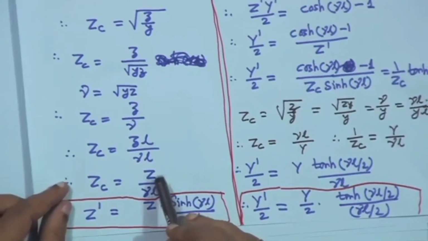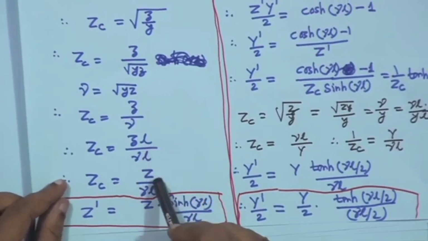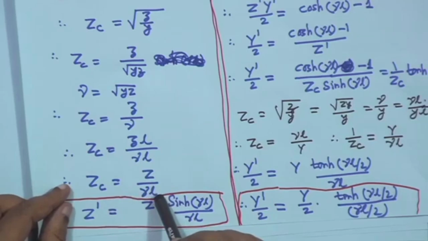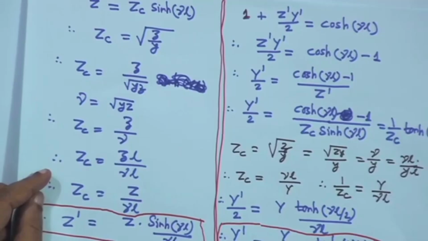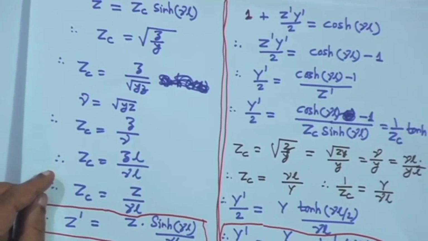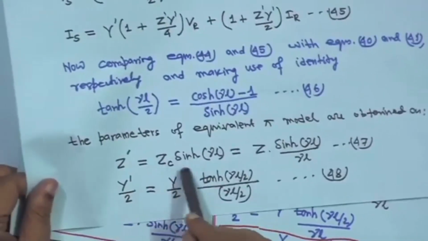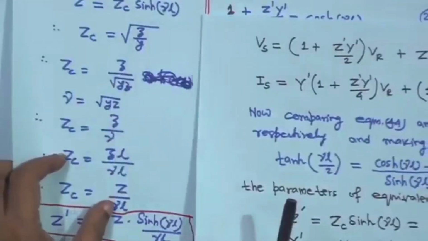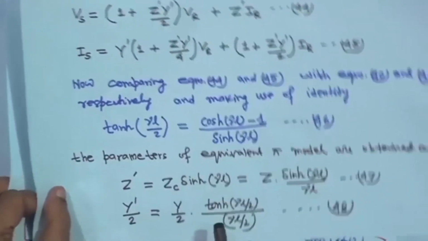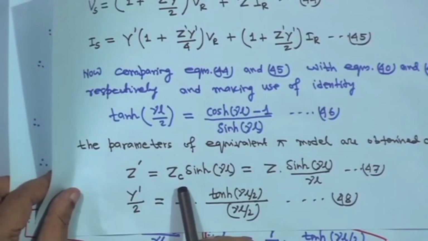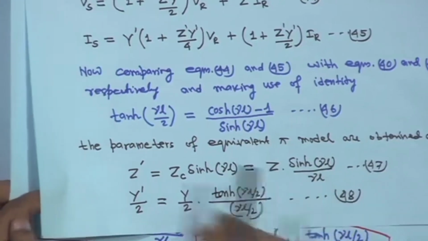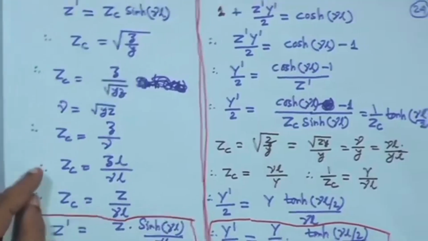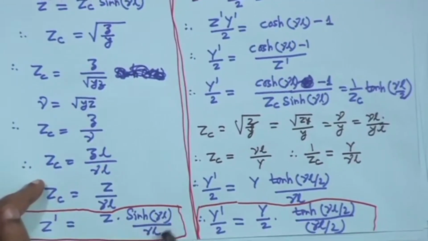That means capital Z is equal to small z into L. Earlier we have seen that this is the total impedance, and ZC is equal to Z by gamma L. Therefore, if ZC is equal to Z by gamma L, then in that equation you can put this: Z dash is equal to ZC sinh gamma L, and ZC is equal to Z by gamma L. So here you substitute ZC is equal to Z by gamma L. So it will be Z into sinh gamma L by gamma L. That is why Z dash becomes Z into sinh gamma L upon gamma L.